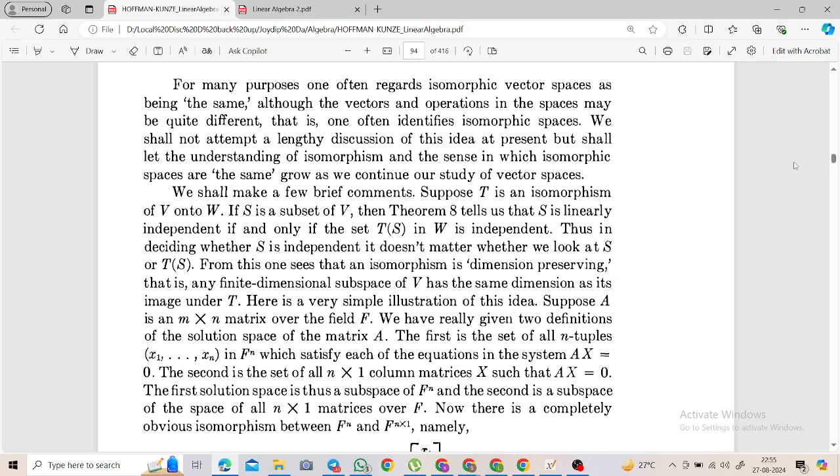Here is a very simple illustration of the same dimension under T. Suppose A is an m cross n real matrix. We have really given two definitions of the solution space of the matrix A. The first is the set of all n tuples x1 to xn in Fn which satisfy the equation. The second is the set of all n cross 1 column matrices x such that Ax is 0.